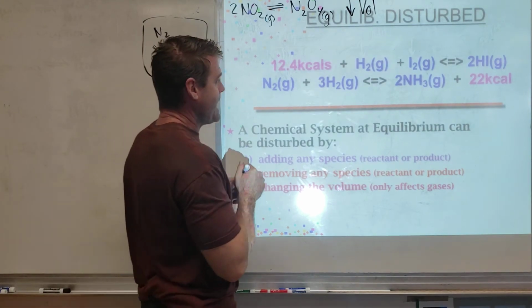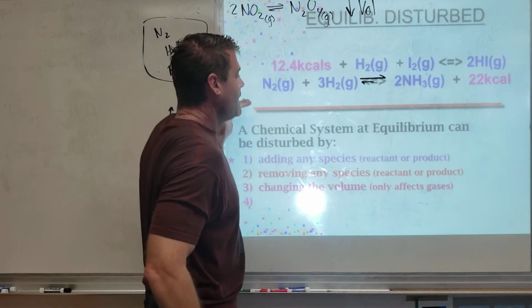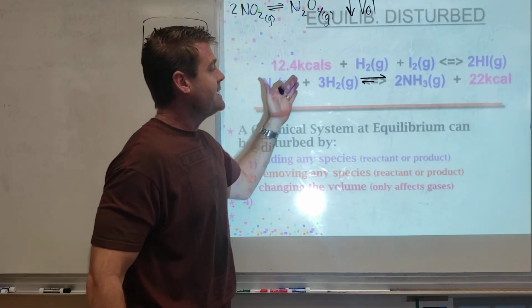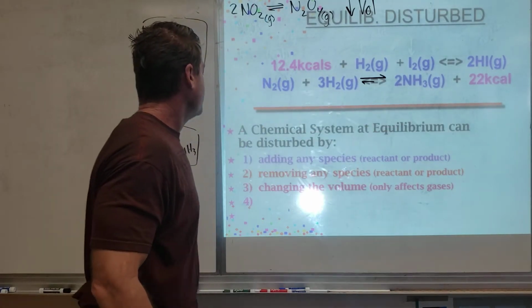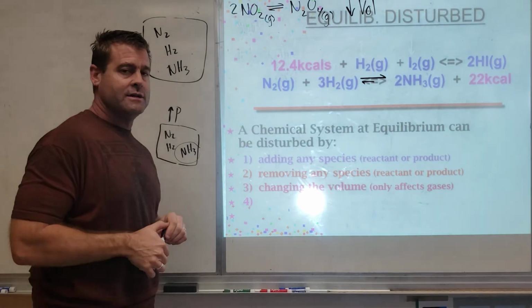That's what I would expect to happen. I would expect there to be a shift to the right, meaning the forward reaction is now going to be faster than the rate of the reverse reaction. And what ends up being the result? I end up producing more ammonia gas. That would be the result of decreasing the volume.